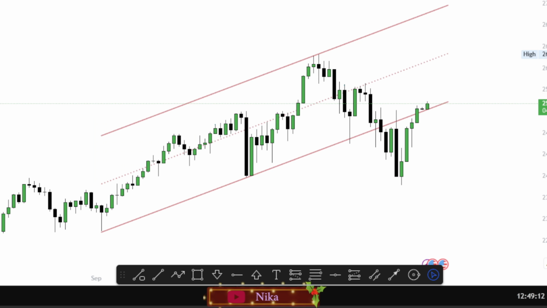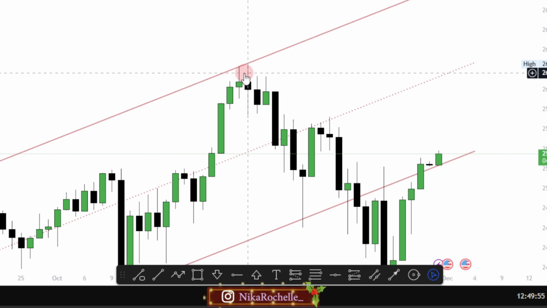I'm going to explain how channels align with ICT concepts. So this is where it really starts to click. Channels align with ICT in a few major ways. Premium versus discount. When price trades in the upper half of the channel, it's premium. Look for shorts. When price trades in the lower half of the channel, that's discount. Look for longs. The channel literally gives you a visual 50% equilibrium. Like literally, it literally does. When it got up here, look for short.